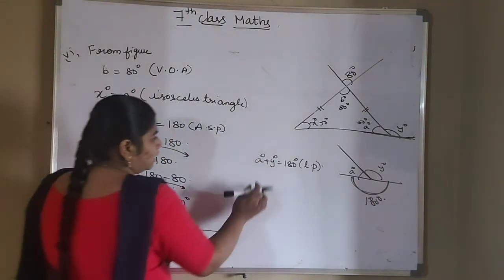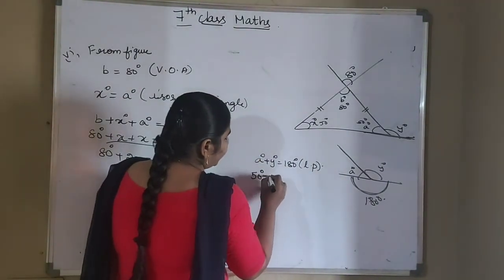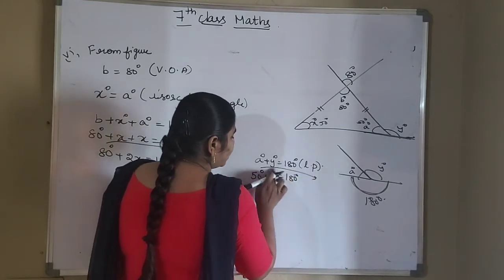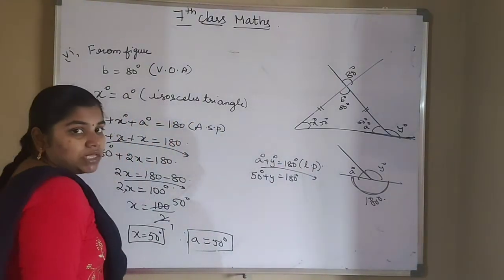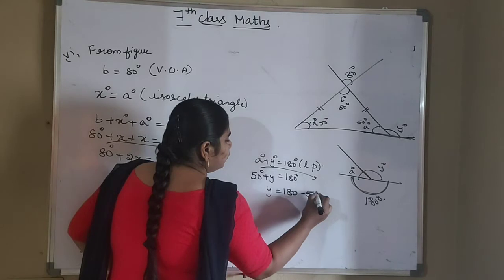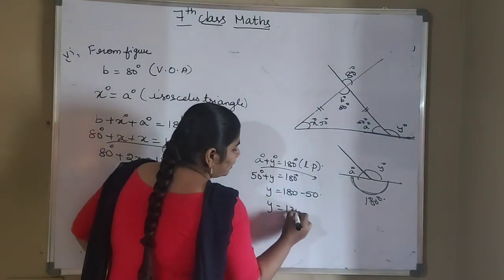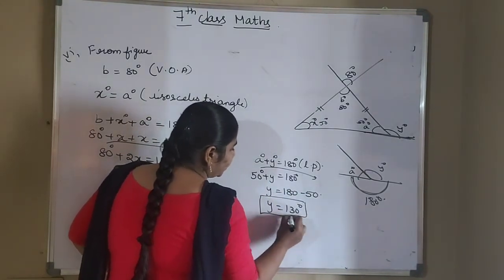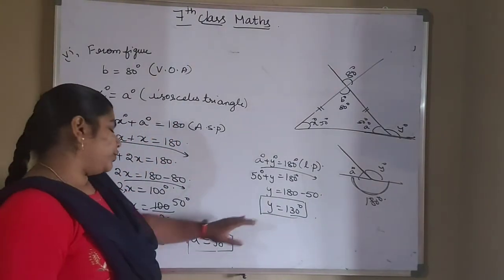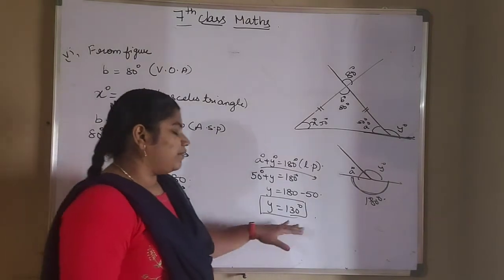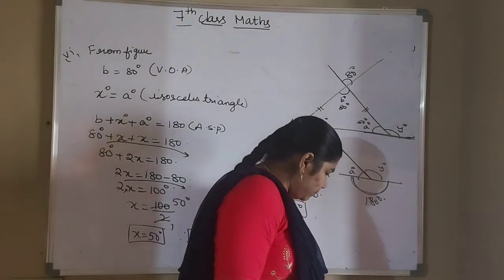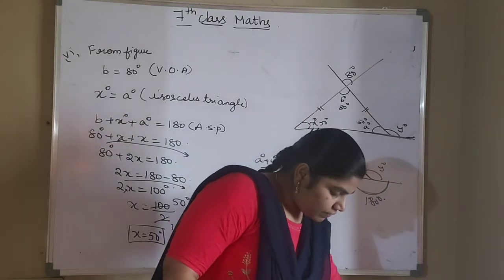So a is nothing but 50 here. 50 plus y is equal to 180. I am transposing this 50 to the other side, that will be converted into subtraction. So y is equal to 180 minus 50. So y is equal to how much? 130 degrees. So we got the x value and also the y value. What is the x value? 50 degrees, and the y value is 130 degrees. Okay. So next, 7th problem.